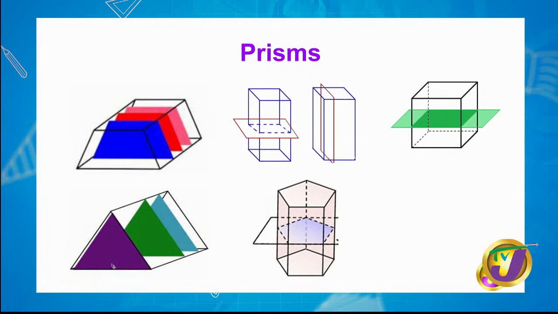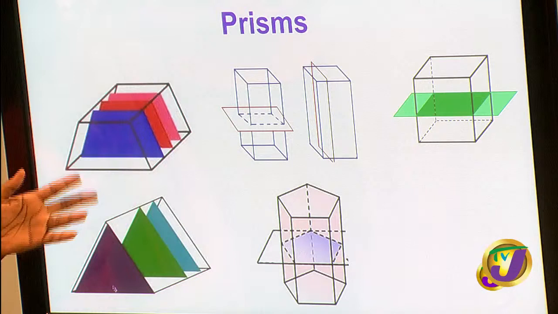Right, beautiful. So as we look at these prisms, we're seeing the uniform cross-section coming out. So when we look at this trapezoidal prism, if we were to cut along the length of this prism, we're seeing the same trapezoidal shape coming out. So we see that blue one, we see that red one, that pink one, and we're seeing that they're all identical. So I know that this is a prism.